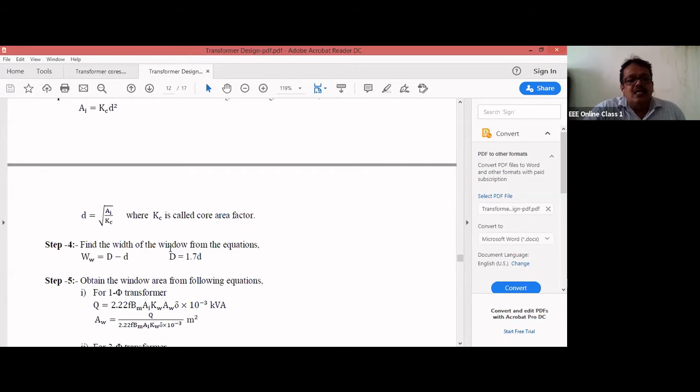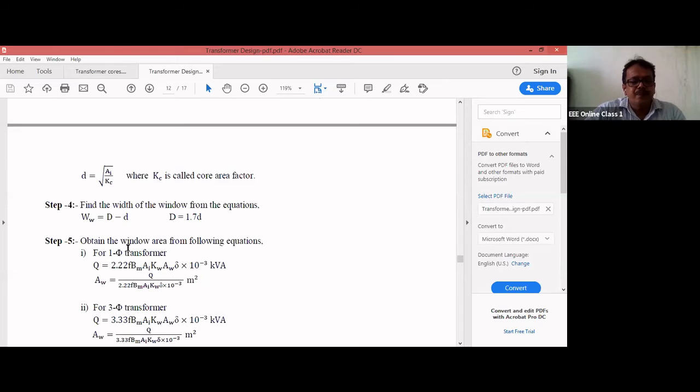We know that D is equal to 1.7d. In the theory, while explaining, we have proved this one. The distance between the centers of the adjacent limbs will be 1.7d. I think we have a derivation for it. If you want, you can go through it, but it's not important. D is equal to 1.7d, where small d is nothing but the diameter of the circumscribing circle.